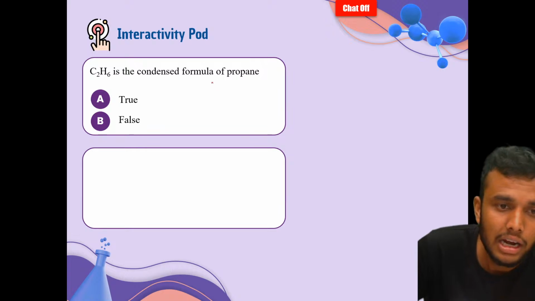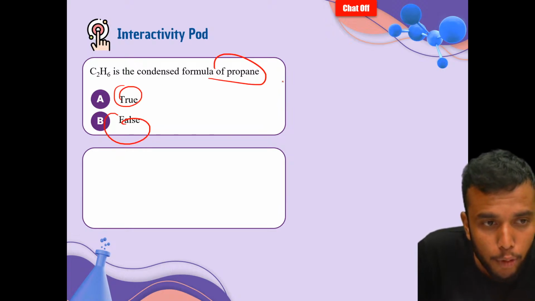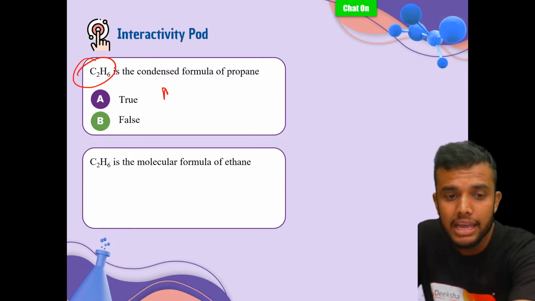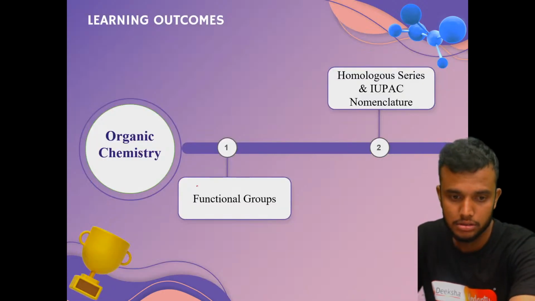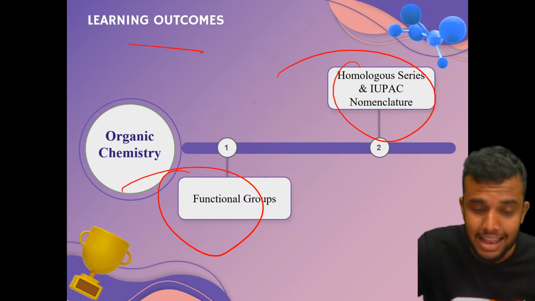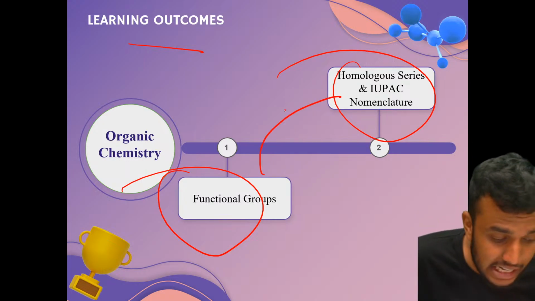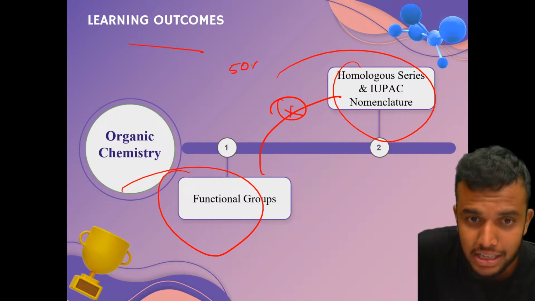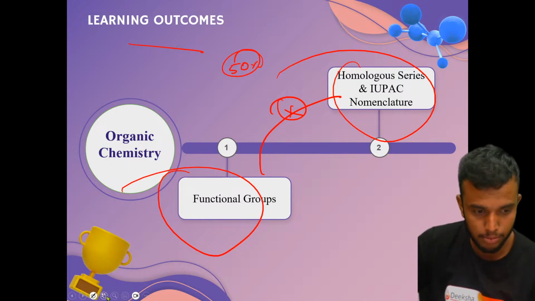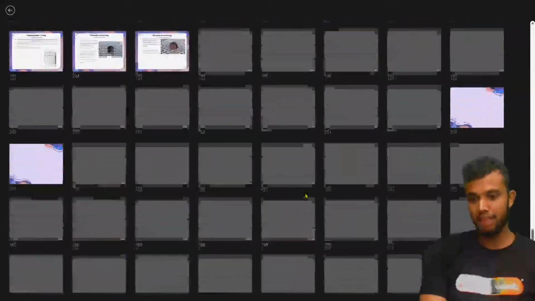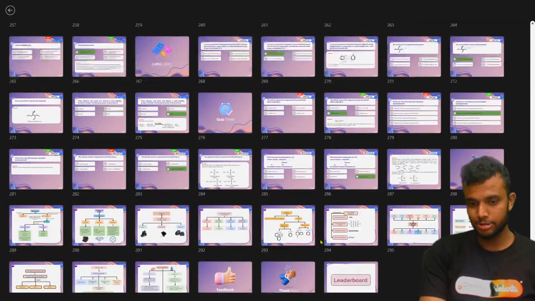Yes, students. Now, condensed formula of propane, true or false? False. C2H6 is nothing but ethane, right? Ethane, super. Next, the next learning outcome: functional group, homologous series and IUPAC. If we finish these two learning outcomes, then we almost complete 50% of your entire syllabus. After this, chemical properties and the remaining. Yes. After this, we have other topics like combustion and other very simple units. I really like to teach this unit.